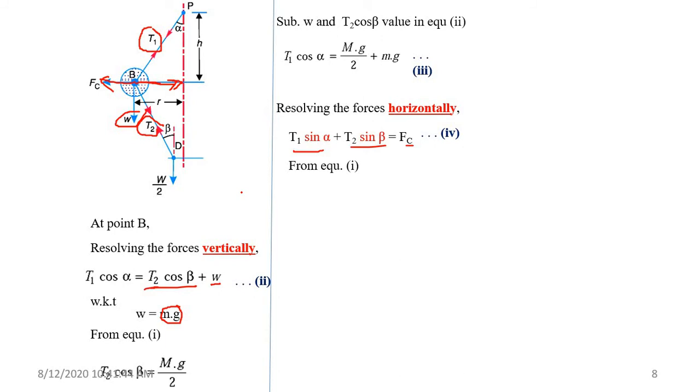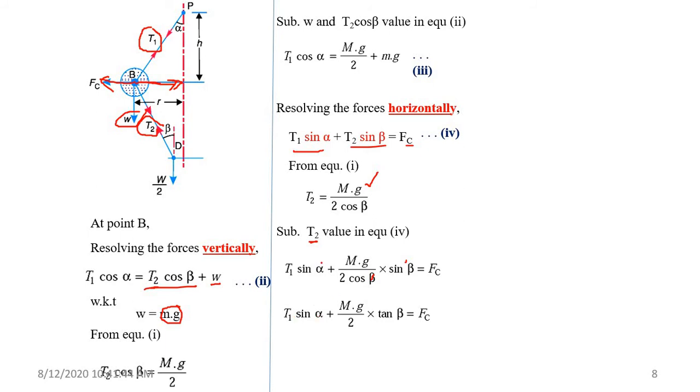From equation number 1, you know T2 is equal to mg divided by 2 cos beta. So instead of T2, you can apply mg divided by 2 cos beta. Substitute the T2 value in equation number 4. So finally you can get T1 sin alpha plus mg divided by 2 cos beta into sin beta is equal to centripetal force. You know sin beta divided by cos beta is equal to tan beta. So the next step: T1 sin alpha plus mg divided by 2 into tan beta is equal to centripetal force.